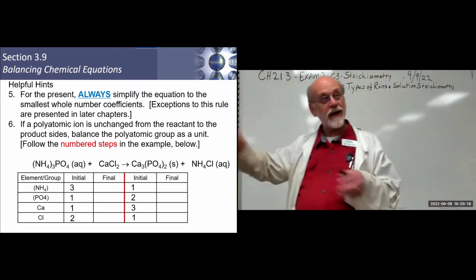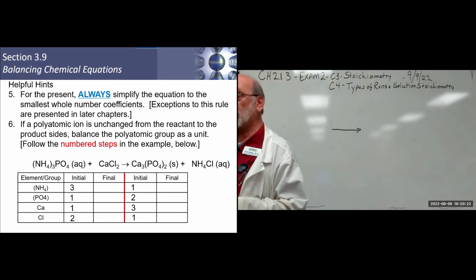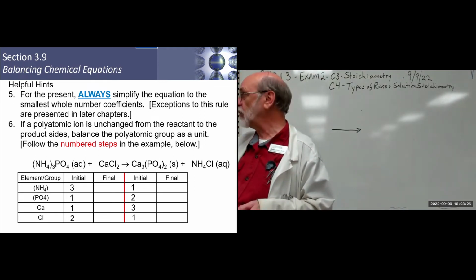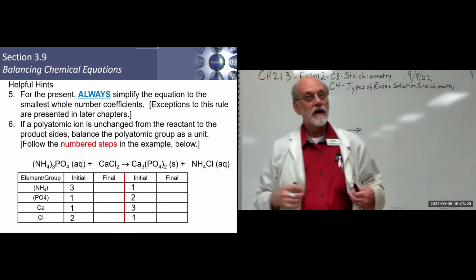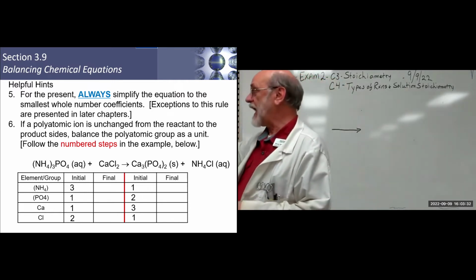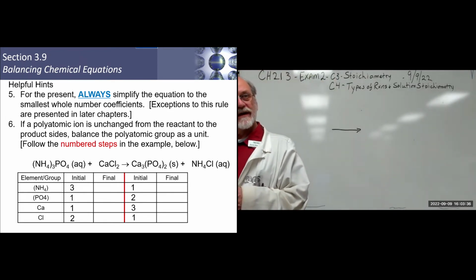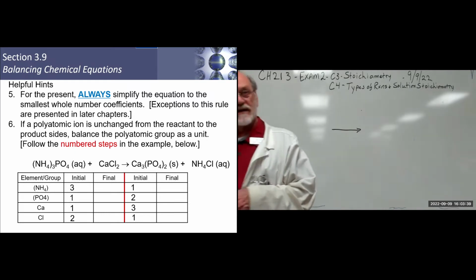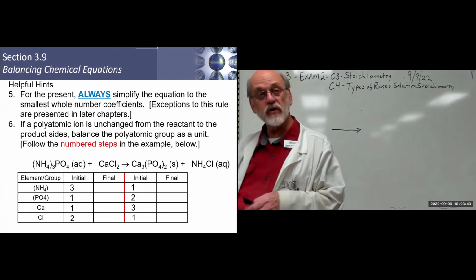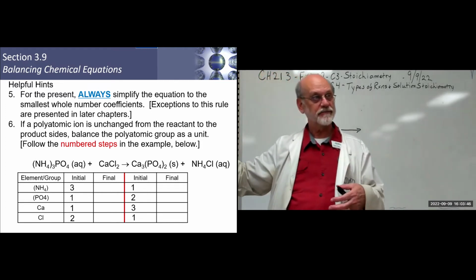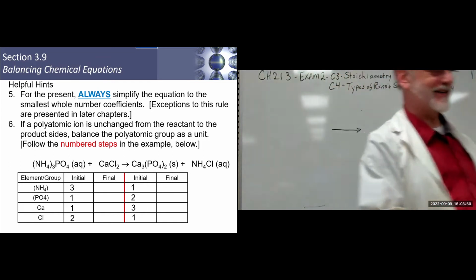And you can see right off that this is not balanced. Right? 3 ammonias on one side, 1 on the other. 1 and 2, 1 and 3, 2 and 1. You know it's not balanced, which means as you insert coefficients and recalculate, you will know instantly whether you have arrived at a balanced equation. Right? So the next question is, where do we start?